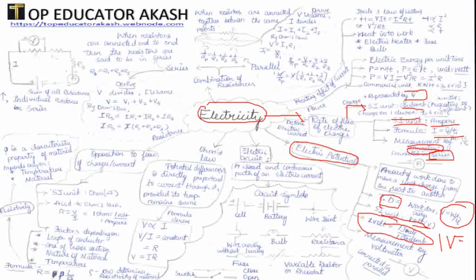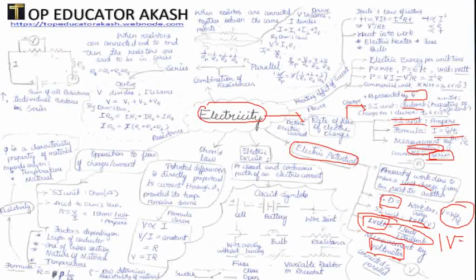So how can we define 1 volt? When 1 joule of work is done to move a unit charge of 1 coulomb, then we can say that there is a potential difference of 1 volt. So what is the device to measure electric potential, that is potential difference? That is the voltmeter.